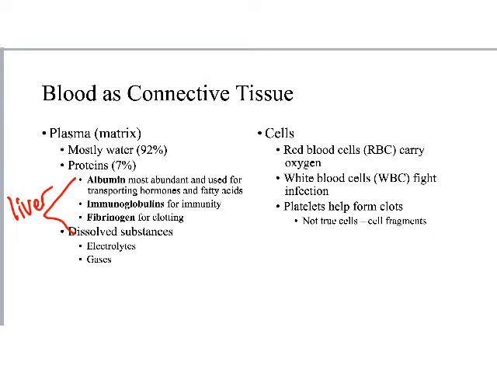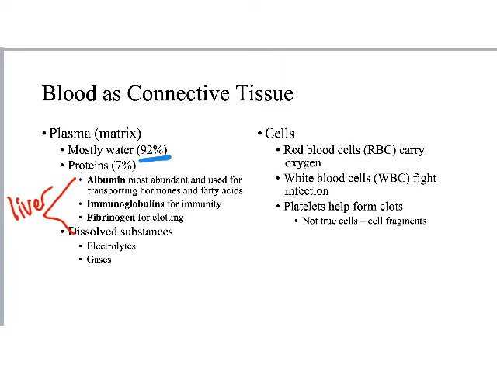So we're going to break down blood into those basic units of connective tissue. If we look at the matrix of blood, the matrix is really the plasma. And plasma is pretty much everything in the blood minus the cells. And so that plasma is going to be mostly water. You can see it's about 92% water. But then there's a bunch of proteins in there as well.